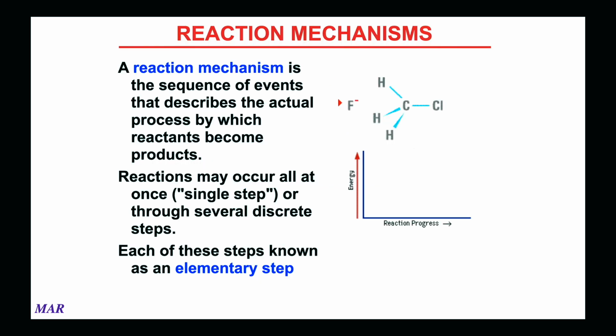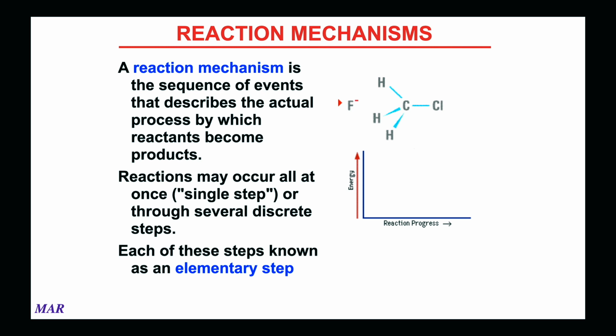A mechanism, then, is just the sequence of events that describes the actual process on how those reactants go to products. Like, how do you go from the top of the snow lifts down to the base lodge? Sometimes reactions are going to happen in one step, and sometimes they'll take several steps. Each of the steps, whether there's one or several of them, is referred to as an elementary step. And I'd like to show you a video now of an elementary step reaction.